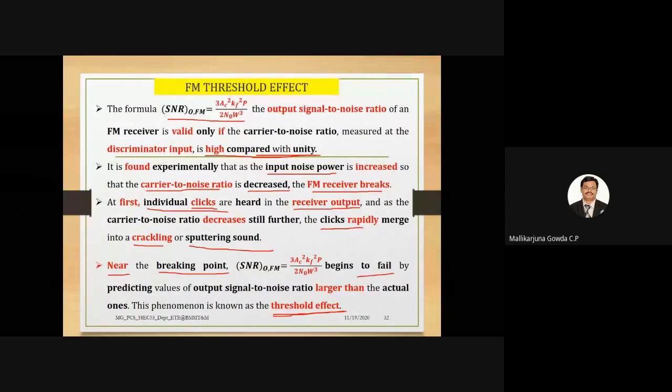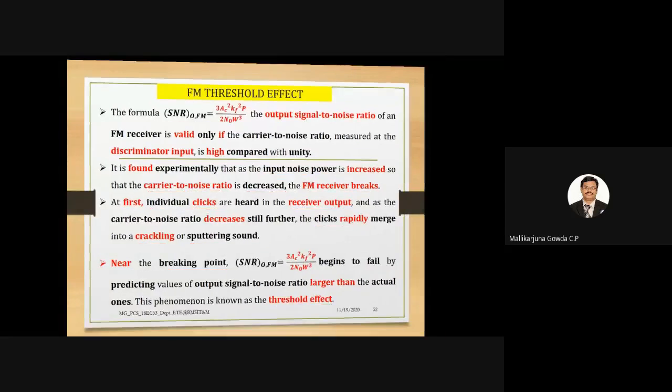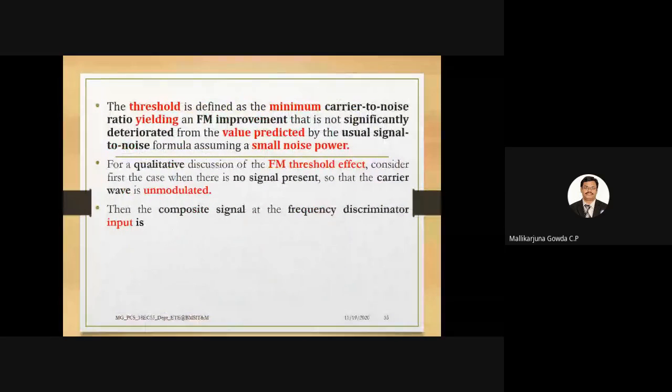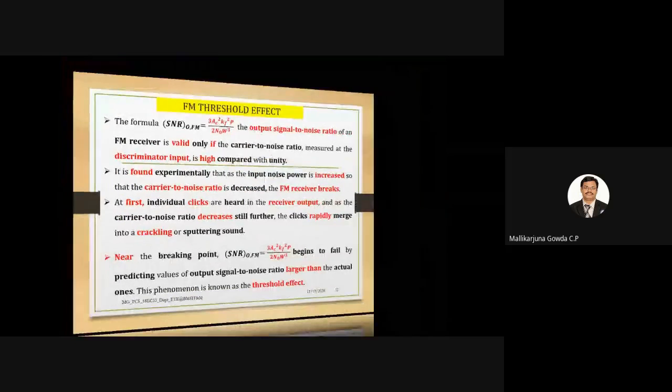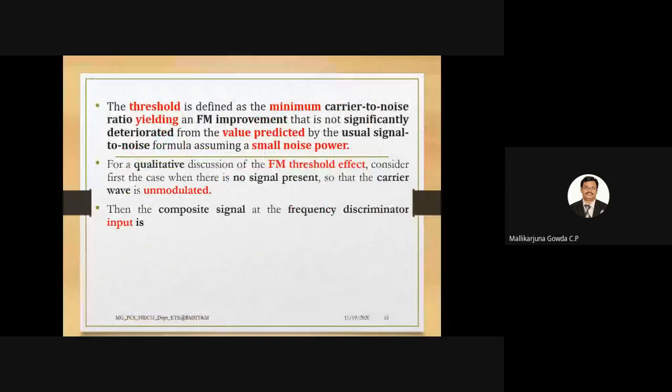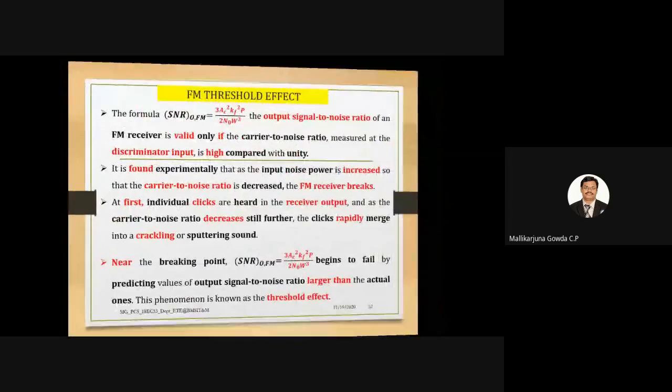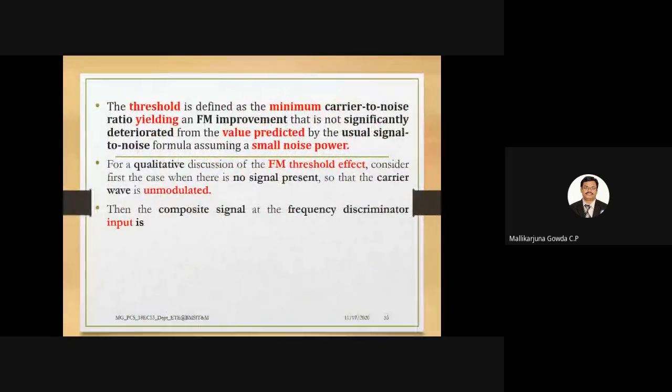For further understanding, let us have a qualitative discussion of this FM threshold effect, by considering further analysis. The threshold is defined as the minimum carrier to noise ratio that yields an FM improvement that is not significantly deteriorated from the value predicted by the usual signal to noise equation, assuming small noise power.